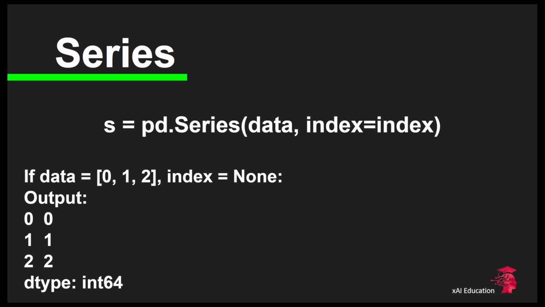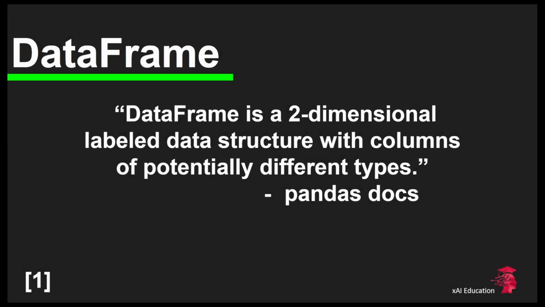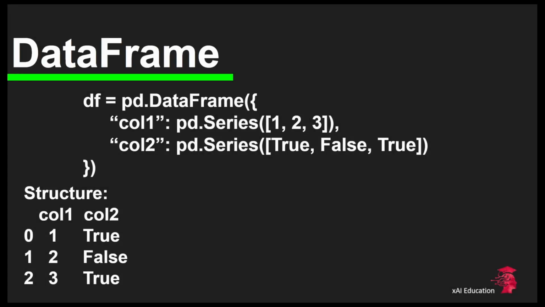Of course, pandas would be pretty boring if we would only have a little bit more fancy arrays, right? This is why pandas has also implemented a data structure called DataFrame. The pandas documentation says that DataFrame is a two-dimensional labeled data structure with columns of potentially different types. We will see that data frames are similar to spreadsheets or tables, similar to tables in relational databases. Let's get our first example, where we use the DataFrame class in order to initialize our data frame.